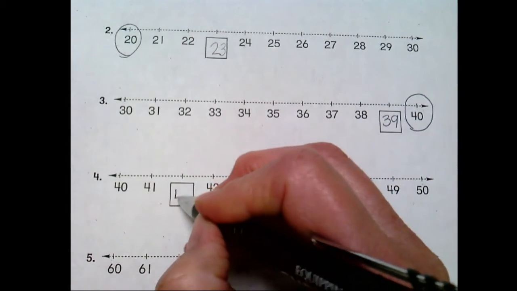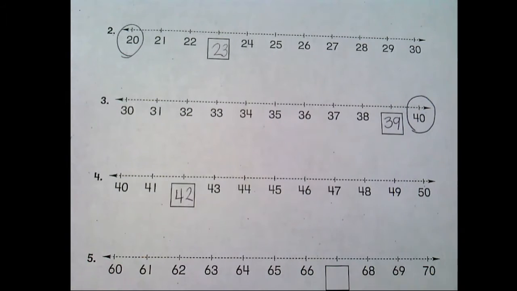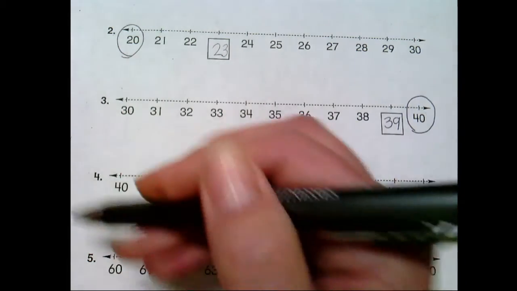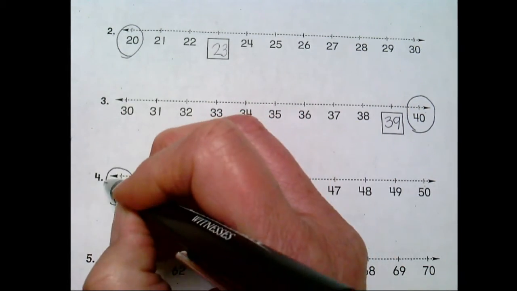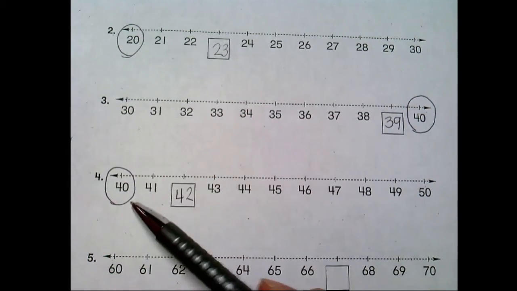Our number that goes in the box is 42. We see that 42 is between 40 and 50. Which one is it closest to? You're right. Rounding 42 to the nearest 10 would give us 40, so we circled the 40.